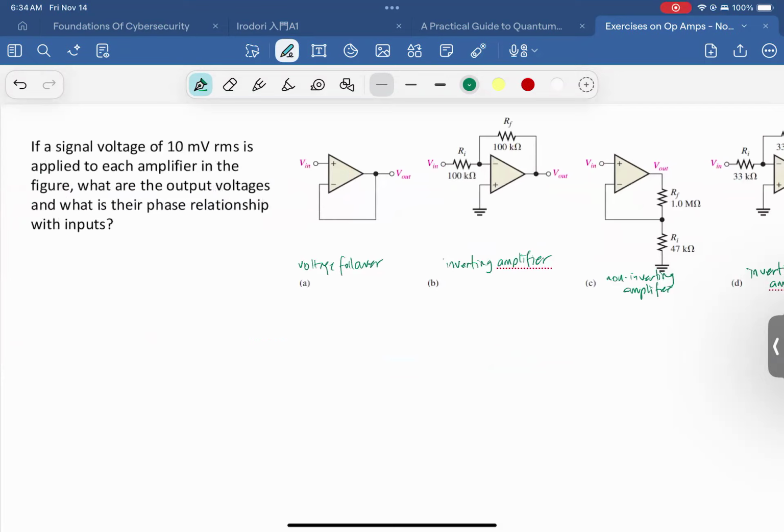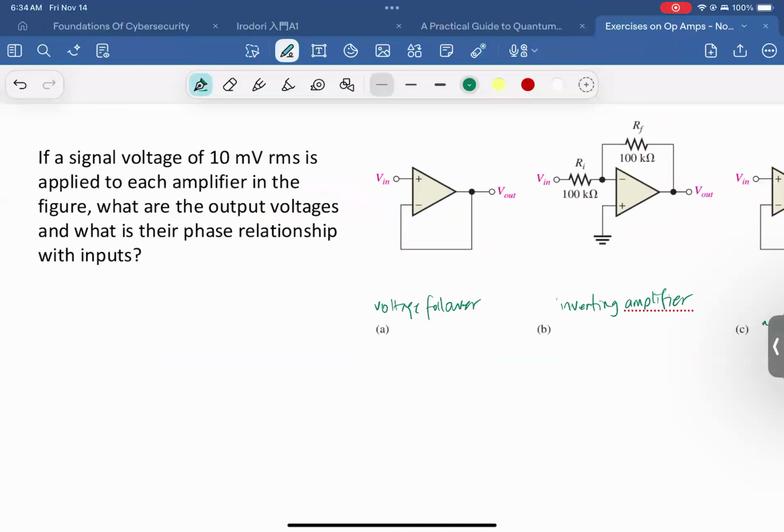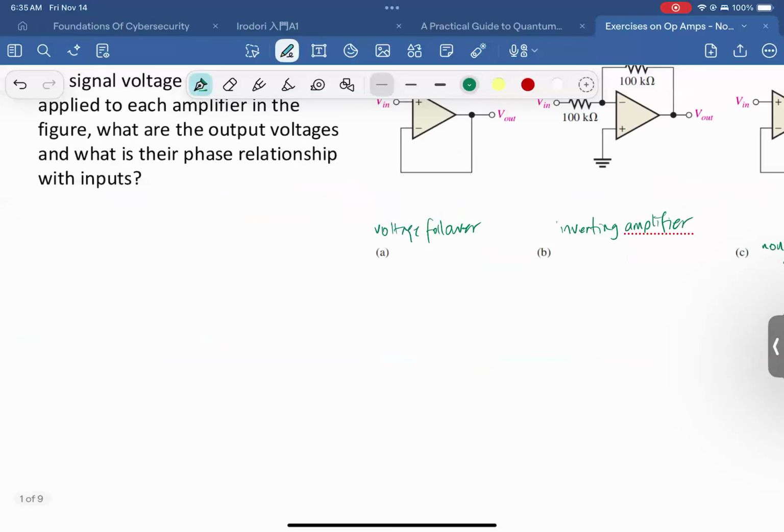So for these circuits, if you have a signal voltage of 10 millivolts RMS that is applied to each of the amplifiers in the figure, what are the output voltages and what is their phase relationship with the inputs? Okay. So for letter A, this is a voltage follower. So dito ang voltage follower is just a buffer amplifier na ang voltage gain is unity. Okay? So kung ano man yung input dito, yun din yung output.